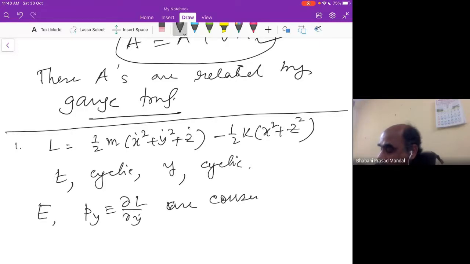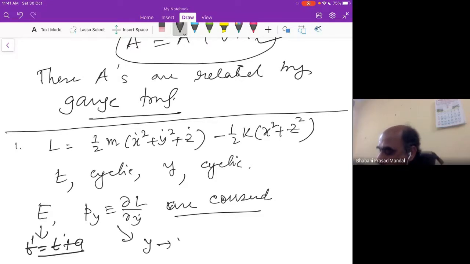Immediately I can find these. And the corresponding symmetries: this is translational, t going to t plus a. Under this, the Lagrangian will be invariant. This one corresponds to y going to y plus b, and this is also a symmetry of this Lagrangian. But this is a one minute job.